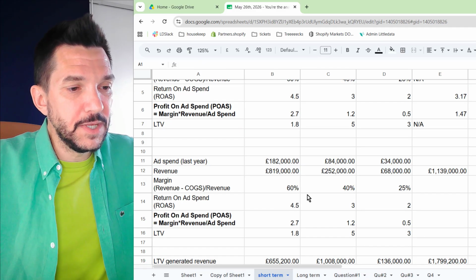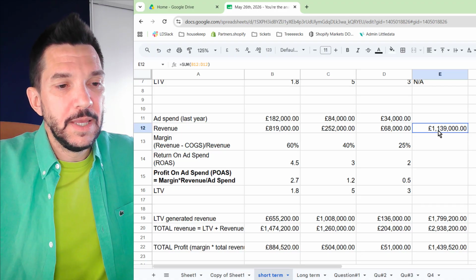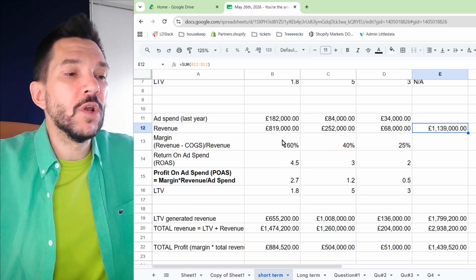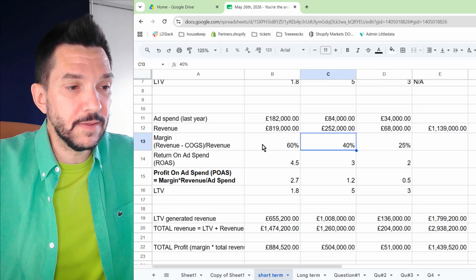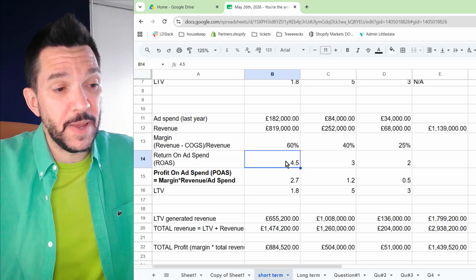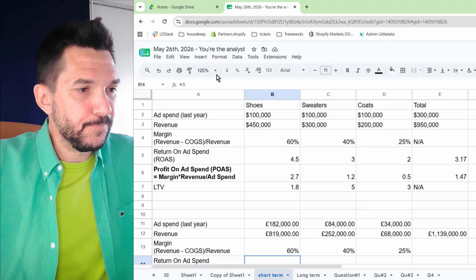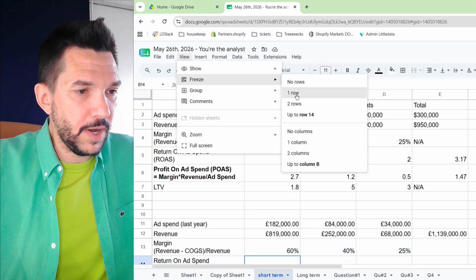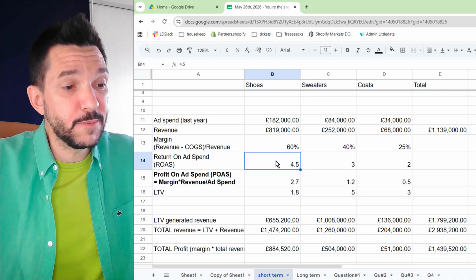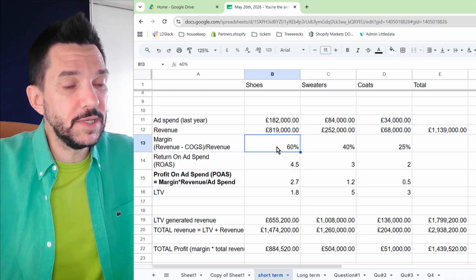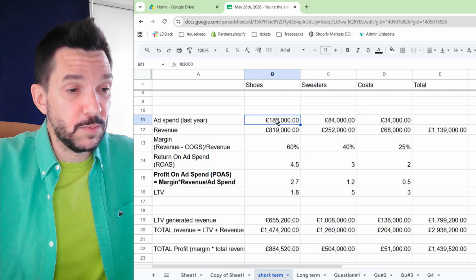Now, if you look at these examples here, I played differently, because if you want to make more money in the short term, you're going to go for the category that has the biggest margin. Practically for the shoes, not only is the return on ad spend the highest, but the margin is highest as well. So we see the best cash flow short term is if you invest most money in this category.